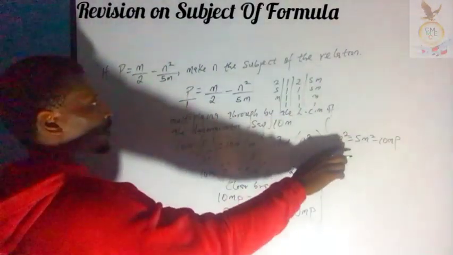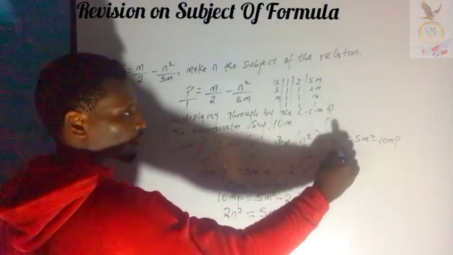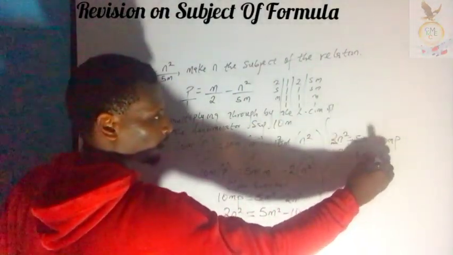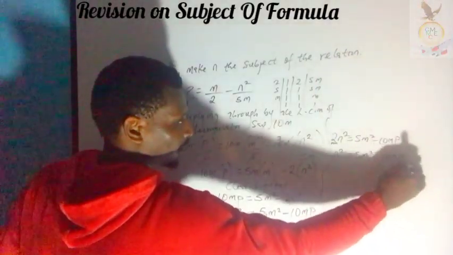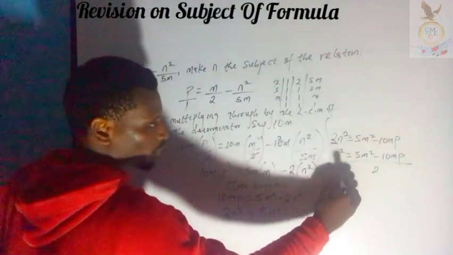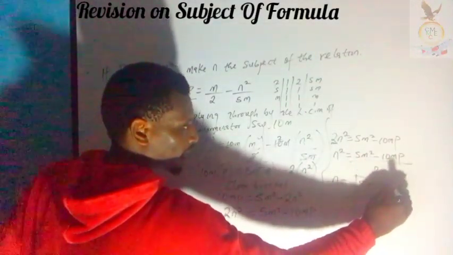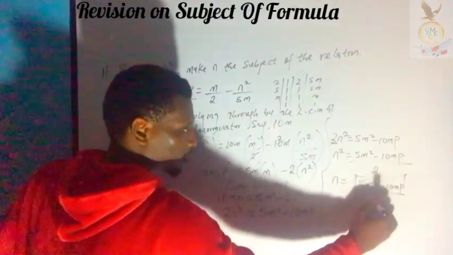So I want to make n the subject. I'll first of all divide by the coefficient of n. That is n squared is equal to 5m squared minus 10mp divided by 2. So I want to make n the subject. I will find the square root of this answer, which is 5m squared minus 10mp divided by 2.